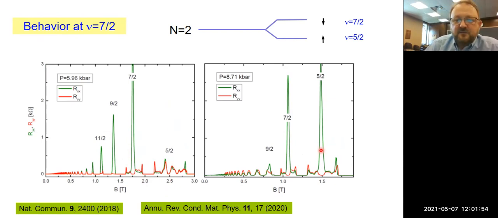We know that these two filling factors are similar in a lot of respects, but one thing that we conclude is that the critical pressure for nematicity, the quantum critical point, will occur at different pressures at 7/2 and at 5/2. So I'd like you to keep that in mind. The critical pressure at 7/2 is about 6 kilobar, a lot less than 7.8 kilobar at filling factor 5/2.